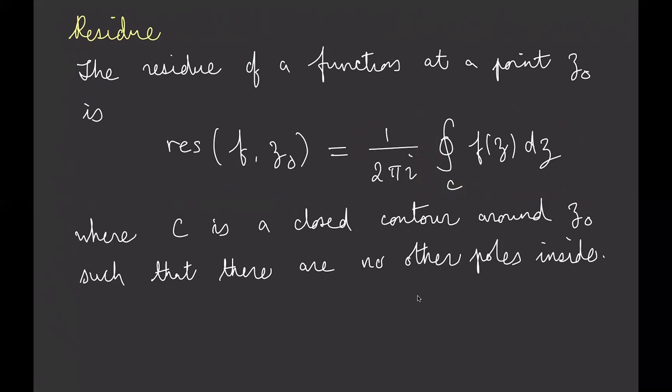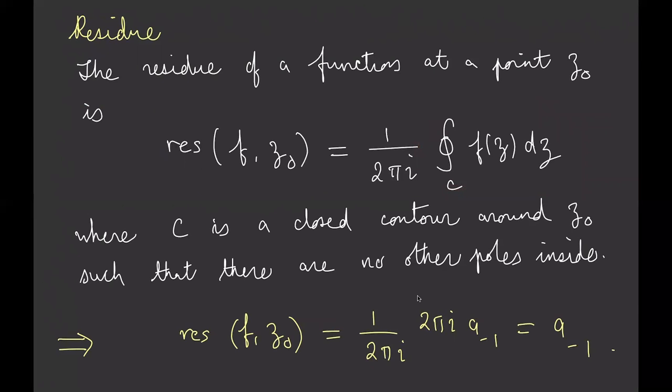Let's see whether we can establish a connection with what we've just done. What we just figured out is that if I want to calculate this, and the function has a kth order pole, what you get is 2 pi i a negative 1. So then the residue of f at z0 is going to be 1 over 2 pi i times 2 pi i a negative 1, the 2 pi i cancels, and you get a negative 1. So the residue is essentially the Laurent series coefficient of the term which has power negative 1. That's it.